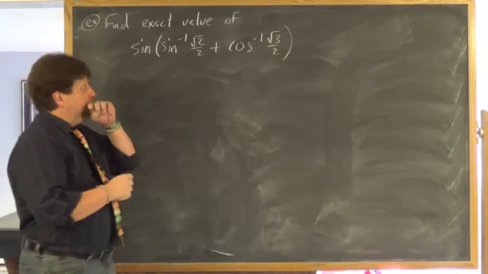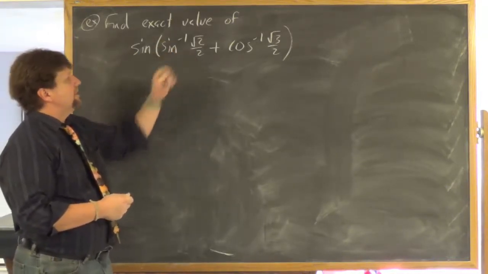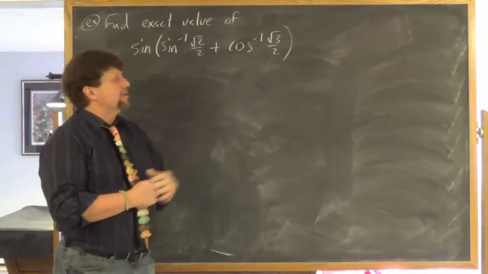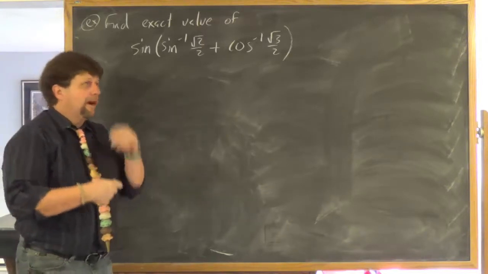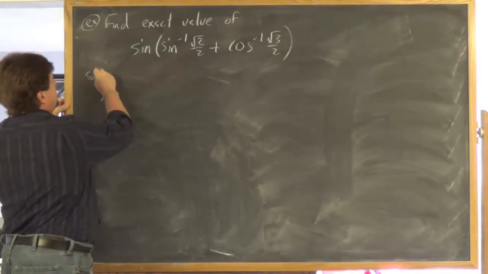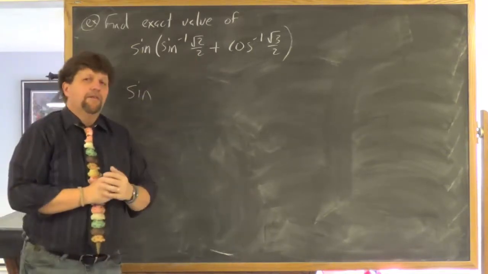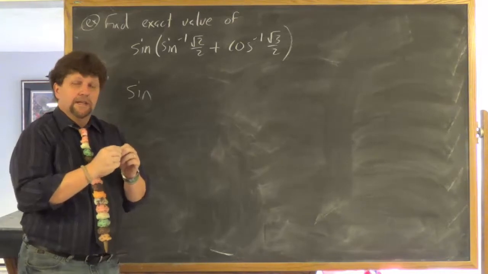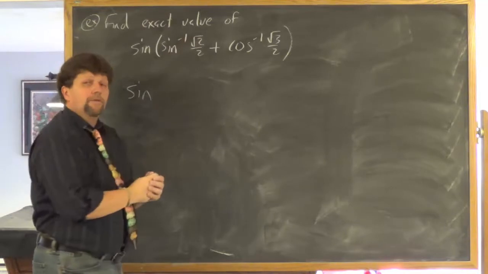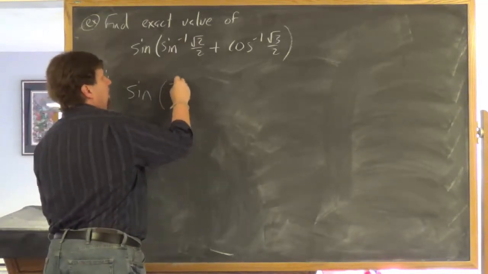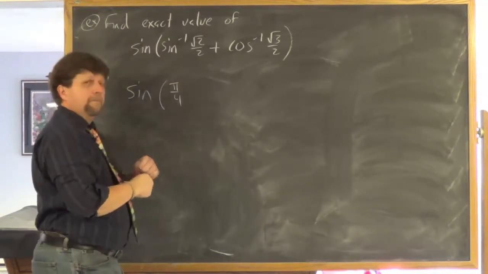All right, hey, let's look at this example. Find the exact value of the sine of the quantity inverse sine square root 2 over 2 plus inverse cosine square root 3 over 2. And I think where I would start here is noticing this is something friendly off the unit circle. Remember, inverse sine is ripping an angle off the right half of the unit circle. And I know inverse sine is square root 2 over 2. I know that is pi over 4. So inverse sine square root 2 over 2 is pi over 4.